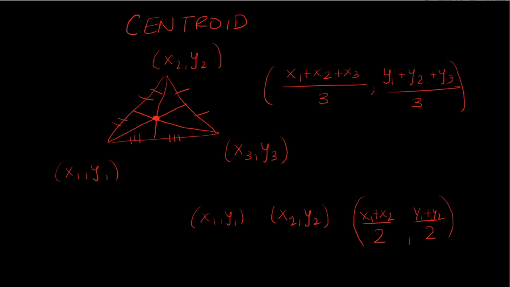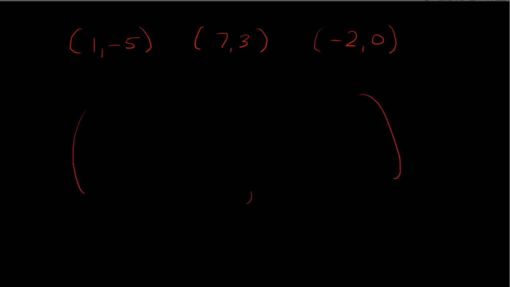Okay, now let's look at a couple examples on how to calculate the centroid. The first example, we have 1 comma negative 5, 7 comma 3, and negative 2 comma 0. So we know the centroid is a point, and we're going to be taking the arithmetic mean of each of these x's and the y's. So for the x's, we're going to add up all the x's and then divide it by 3. Same thing with the y's. Add up all the y's and divide it by 3.